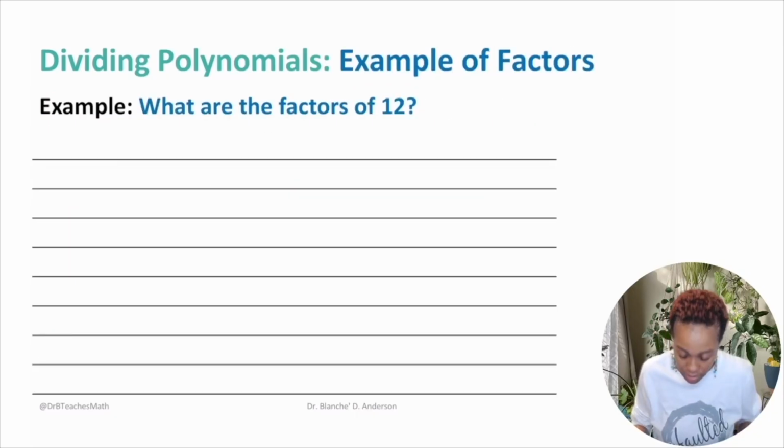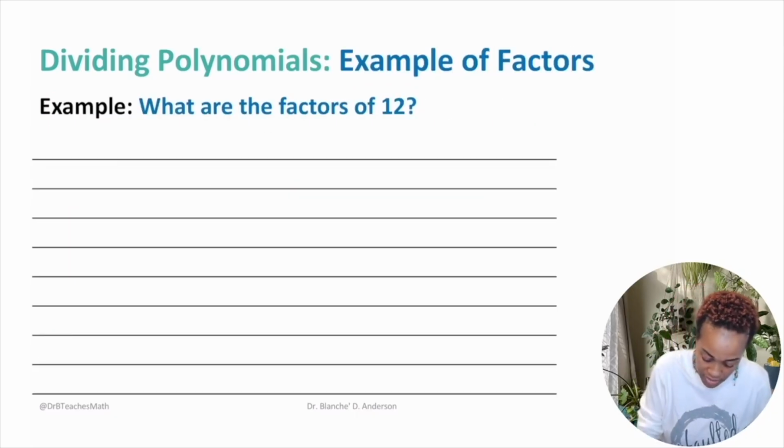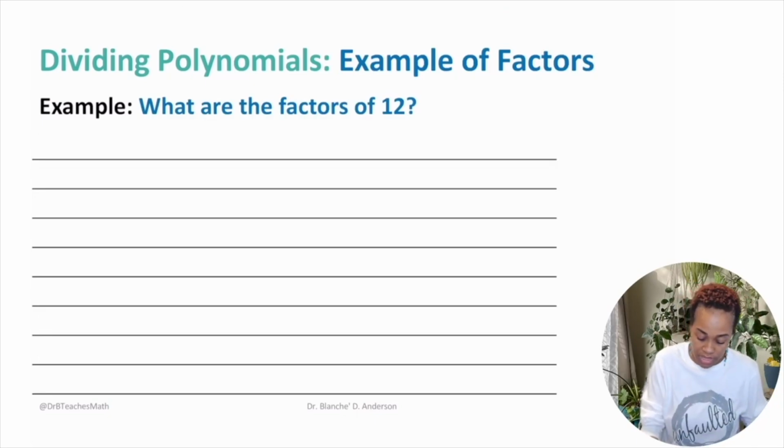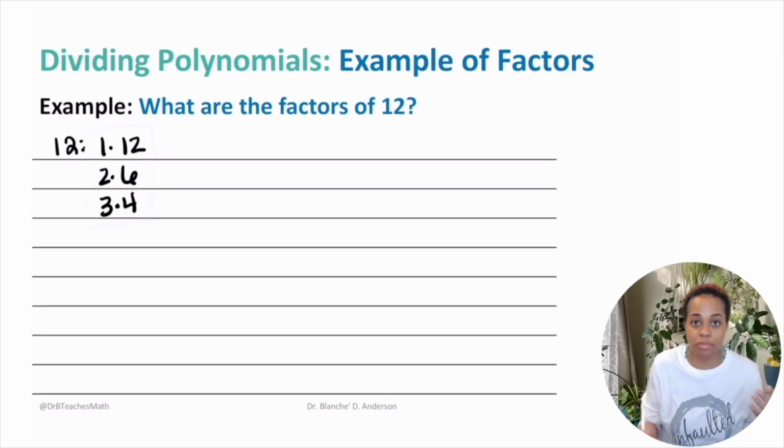Let's do, what are the factors of 12? What I'm saying is, what are the numbers that you multiply together to get 12? So we would say the factors of 12: 1 times 12, 2 times 6, and what about 3? 3 times 4. And then you would stop there because as you notice, it goes 1, 2, 3, and then 4, and it goes up. So these numbers are factors of 12 because when you multiply them together, they give you 12. Make sense?